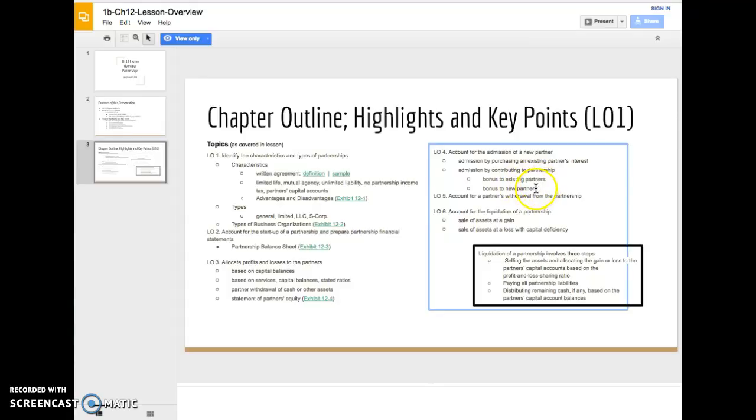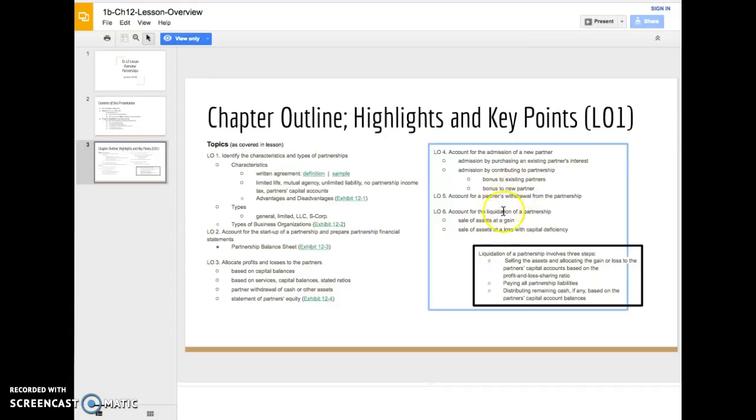And in that case, you have two other situations. You either admit a partner with a bonus to the existing partners, or a bonus to the new partner. And you see what that means when you read the chapter. There's also a withdrawal of a partner. At times when a partner withdraws, if their capital account is negative, then they have to contribute more to make things even. So you see that when you get to that section.